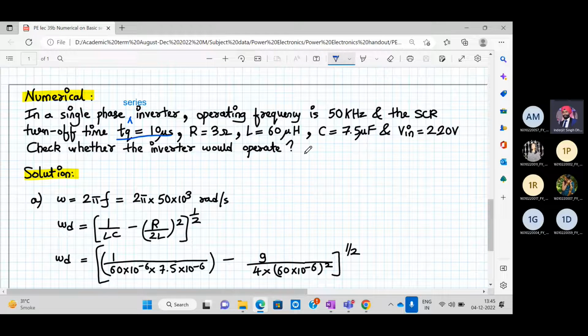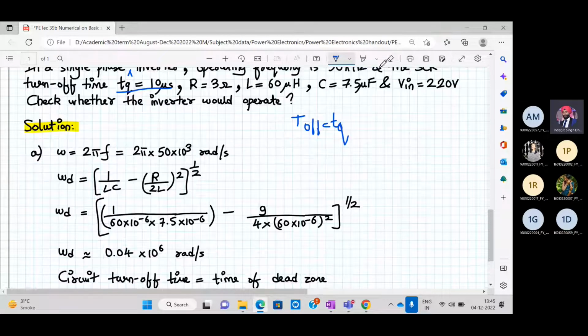When will the inverter not operate? The inverter will not operate if your T off time over here is less than your turn off time of your SCR. If that happens, then your inverter won't operate. So let us check that condition.